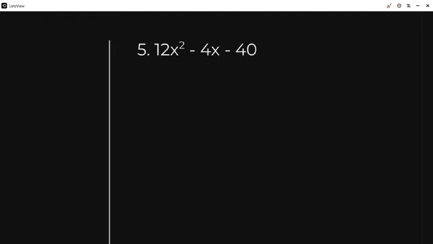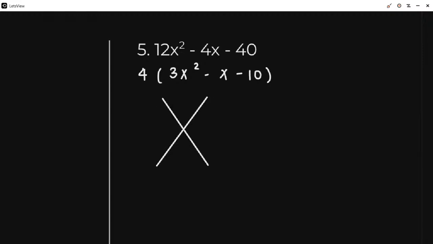Okay, next we have 12x squared minus 4x minus 40. So the very first step is to always factor out the GCF. The other ones didn't have any, but for this we can factor out a 4. So that'll be 3x squared minus x minus 10. And when we do the x method, we're only going to do the part that's inside the parentheses. So on the top would be negative 30, and on the bottom would be negative 1. So our numbers would be negative 6 and 5.